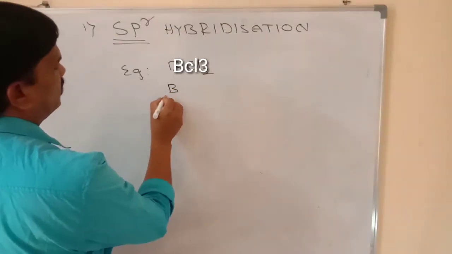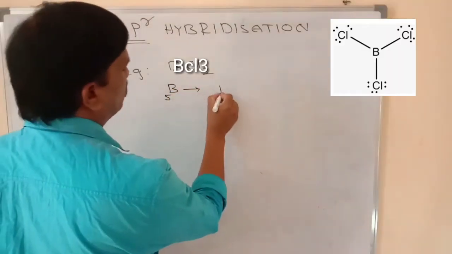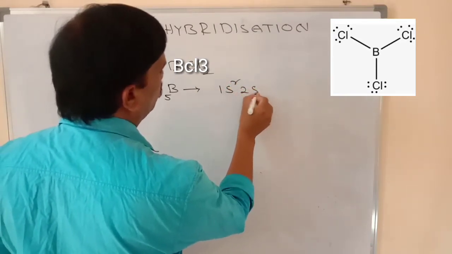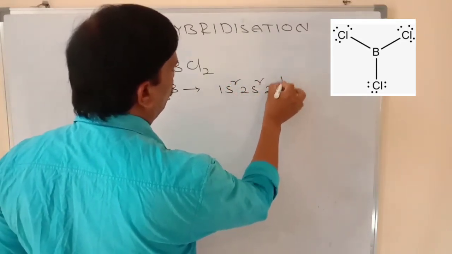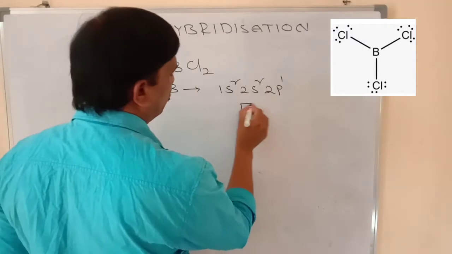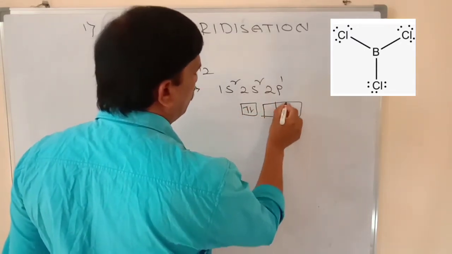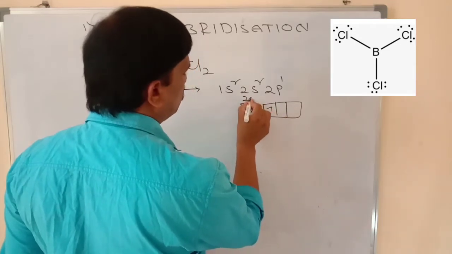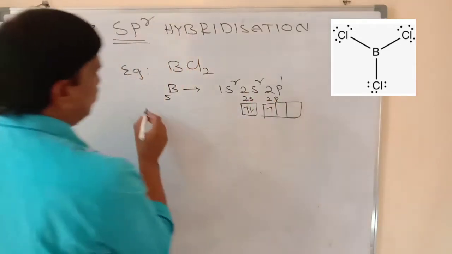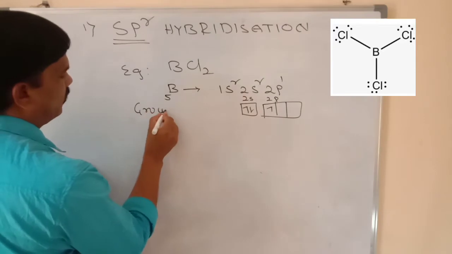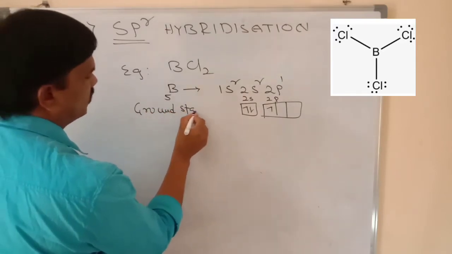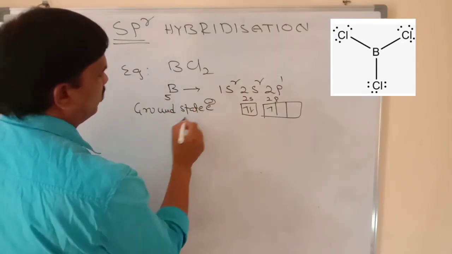Boron's atomic number is 5. Its electronic configuration is 1s2, 2s2, 2p1. This is the ground state electronic configuration. In the s orbital the number of electrons is 2; this is the 2s, this is the 2p.